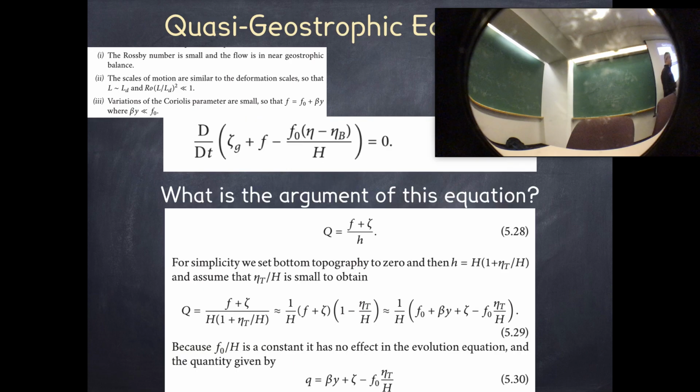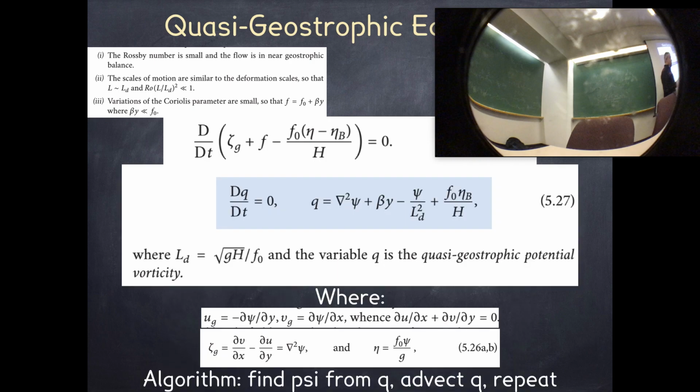So how do I get those pieces? This one in the middle is not helpful. I can do it because I can invert. Once I know Q, I can find psi, and I know that's topography. I can find psi from inverting this system.